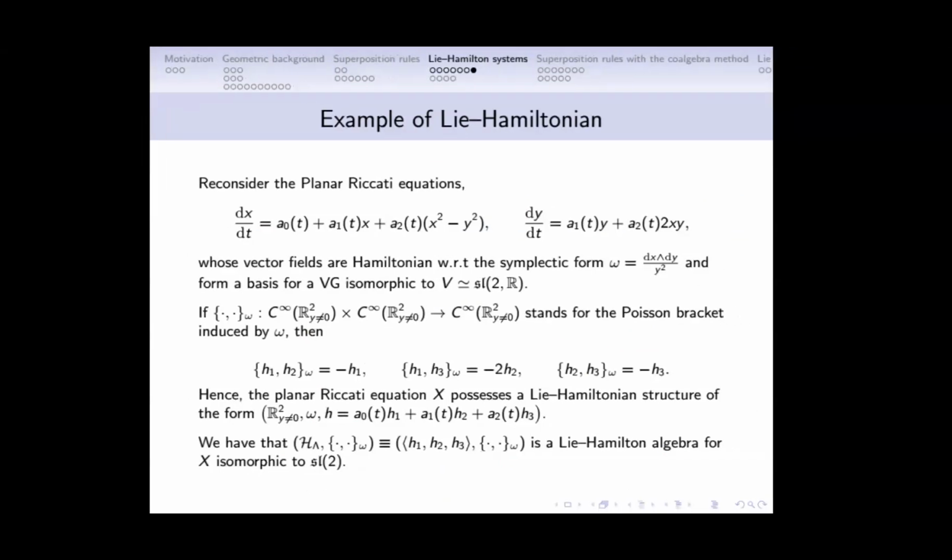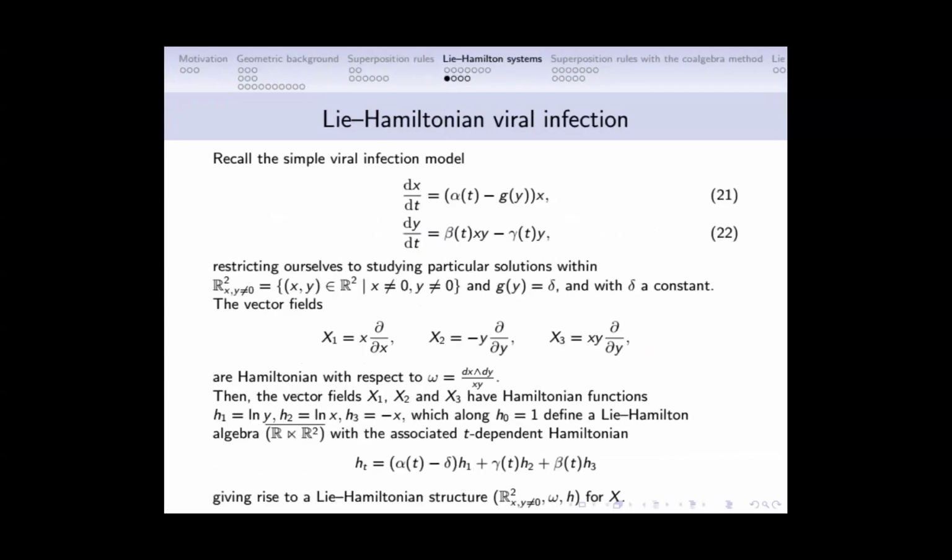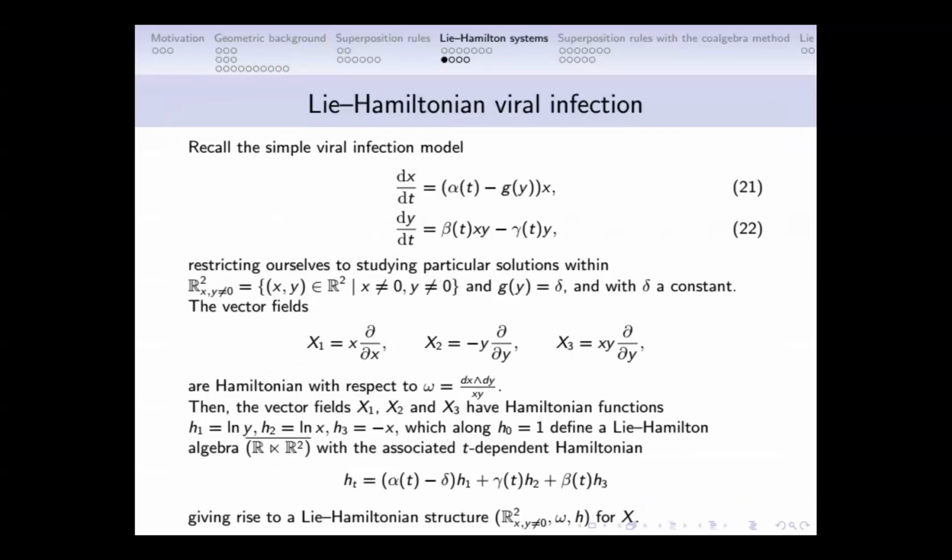So when systems admit this Lie-Hamilton algebra, it is really interesting because you can have a lot of geometric properties and you can obtain superposition rules using lots of machinery for them. But I'm afraid I won't have time to show you all that. But let's see just the viral infection model again here.